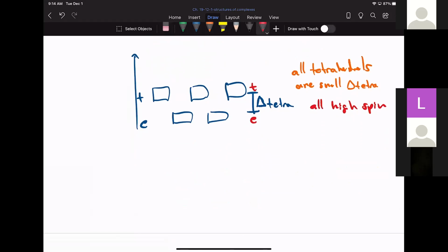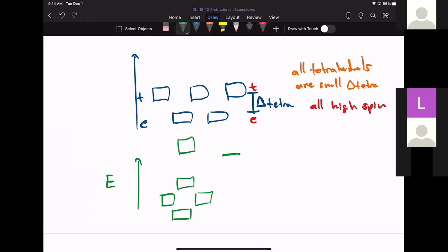And they get more complex. I mean, we could have one. So I think like square planar. Square planar is really an odd one here. Square planar will look something like this, where this would be eg and this would be t2g here.